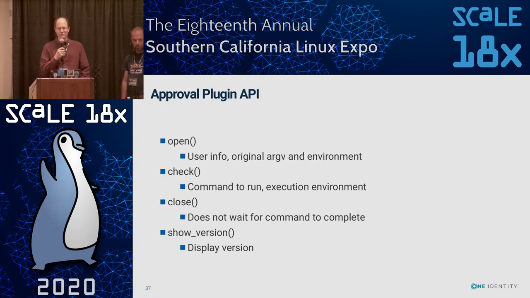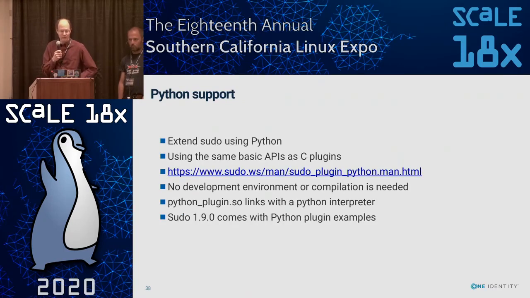So this is also a pretty simple API here. We have an open function that gets the original user info, similar to the audit plugin, as well as the command, all the argv from sudo itself, and the initial environment. Then the check function is what actually gives the yes or no answer. And that's passed the command to run, as well as the full execution environment. And the close function doesn't really do much other than let you do cleanup. And then again, show version, as I said before, prints a version message.